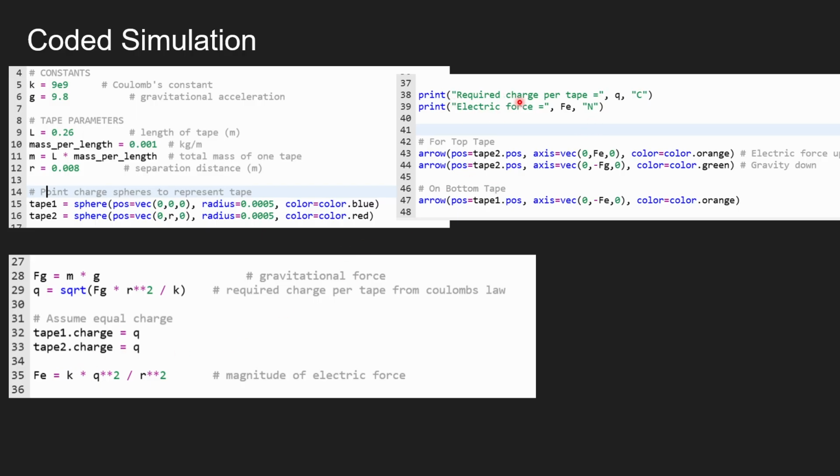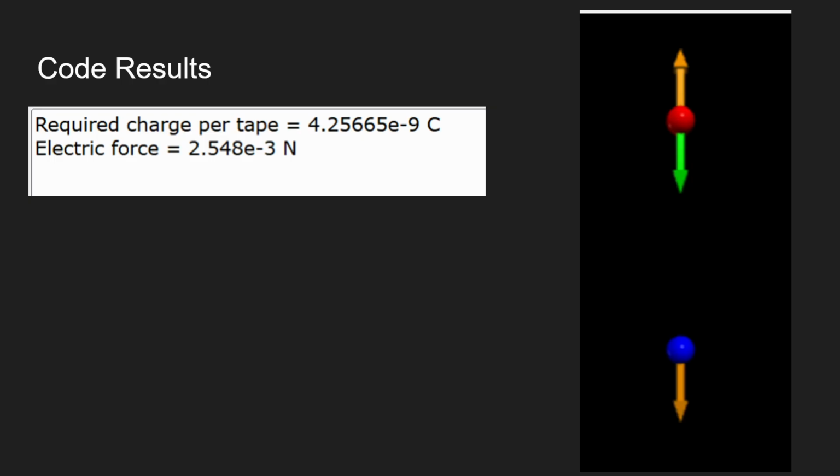So our outputs are going to be the charge per tape for that separation distance and the electric force. These arrows are just force vectors that make it a bit easier to see what's going on and a bit clearer. These are our results. This is electric force up on the tape. This is gravitational force down. I also have the electric force vector on the bottom tape to show that the forces are equal and opposite. And these two numerical values are the same as when we calculated it on paper.